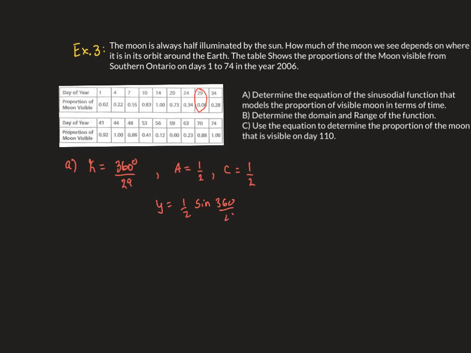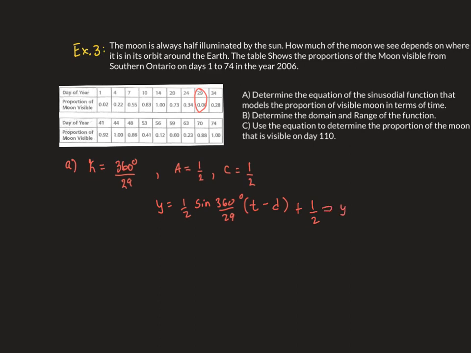360 divided by 29. Now, if it's sine, I don't know how much it might have shifted to the left or right. So I need to put a t there. And then plus my 1/2.